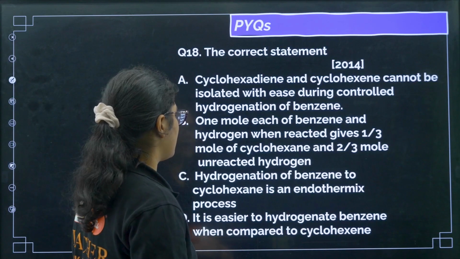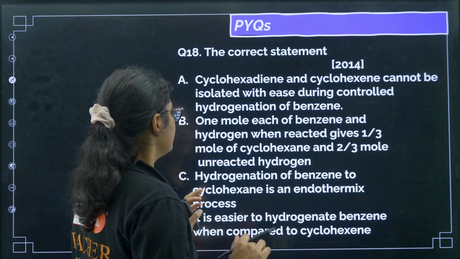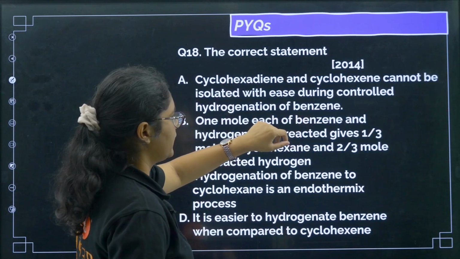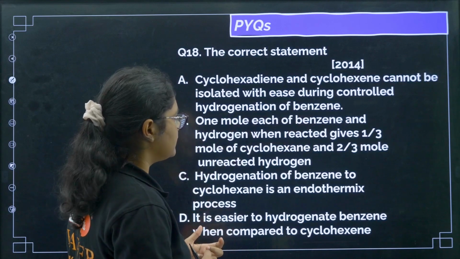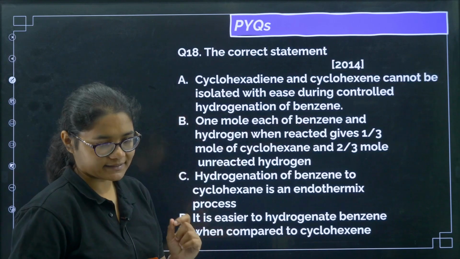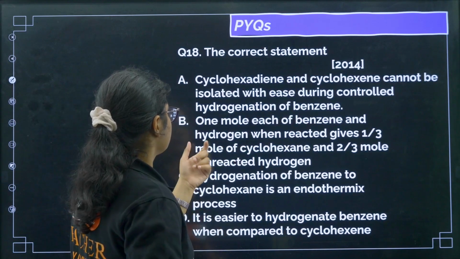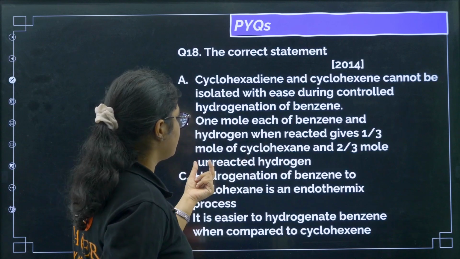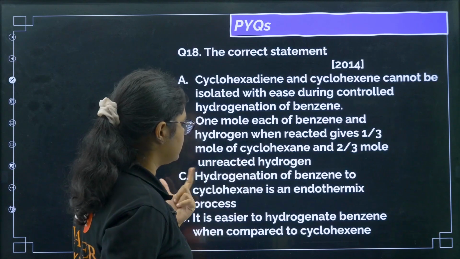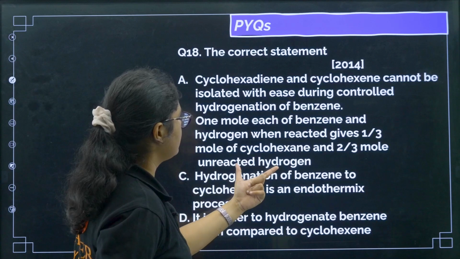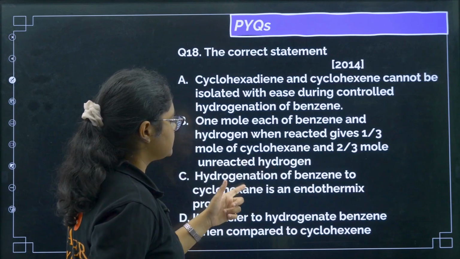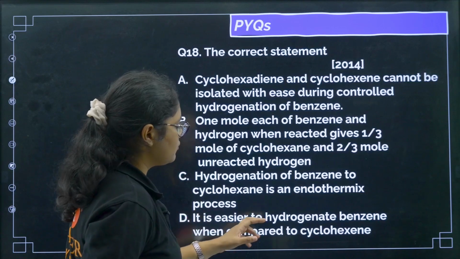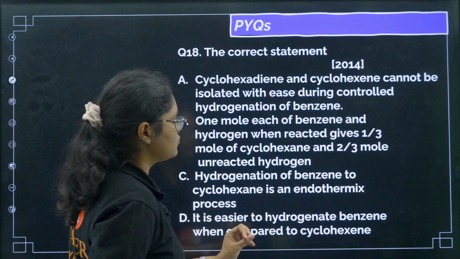Cyclohexadiene and cyclohexene cannot be isolated with ease during controlled hydrogenation of benzene. Next, 1 mole each of benzene and hydrogen when reacted gives 1/3 mole of cyclohexane and 2/3 mole of unreacted hydrogen. Hydrogenation of benzene to cyclohexane is an endothermic reaction. It is easier to hydrogenate benzene when compared to cyclohexene.